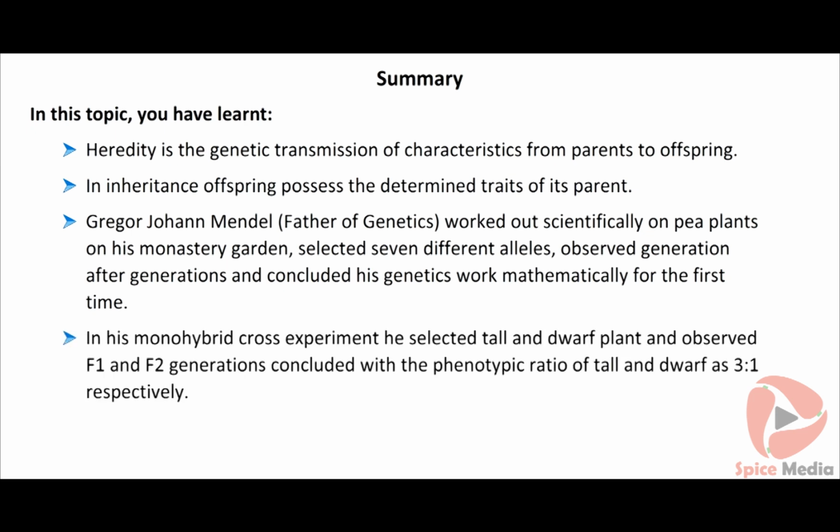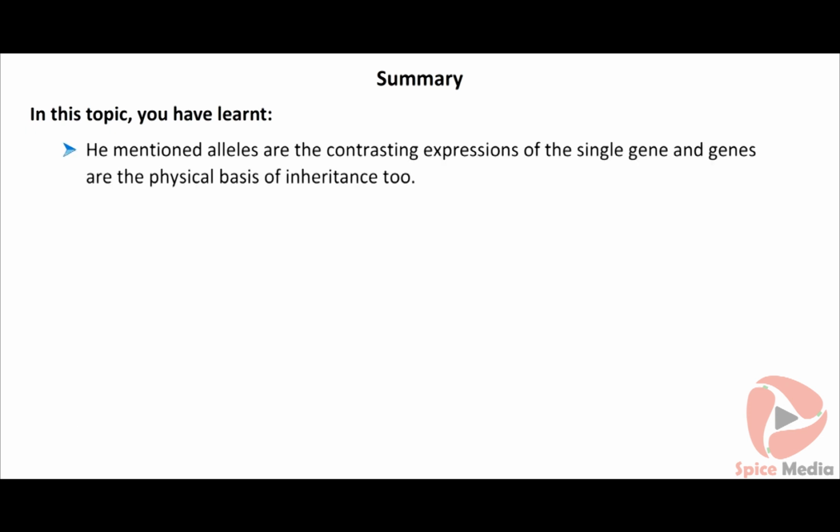In his monohybrid cross experiment, he selected tall and dwarf plants and observed F1 and F2 generations, and concluded with the phenotypic ratio of tall and dwarf as 3:1 respectively. He termed genes as factors and their expressions as genotypes. He mentioned alleles are the contrasting expressions of a single gene, and genes are the physical basis of inheritance too.